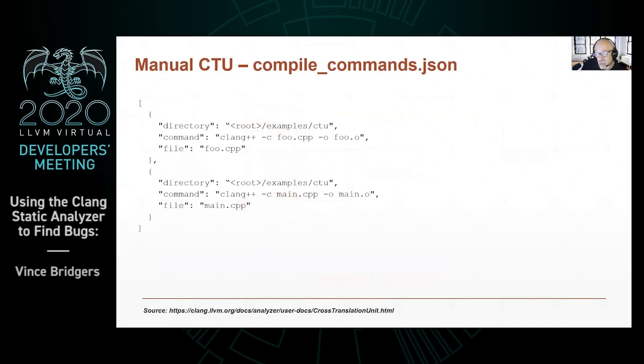So in this case, we're going to run through a manual example, and then I'm going to show you how this is done in an automated way. So this is what a compile commands JSON file looks like. You can see that there's a directory, which refers to a particular directory that the source is in. There's a command which describes how the source is compiled. And there is the file name. And there are as many entries here as there are files in the project.